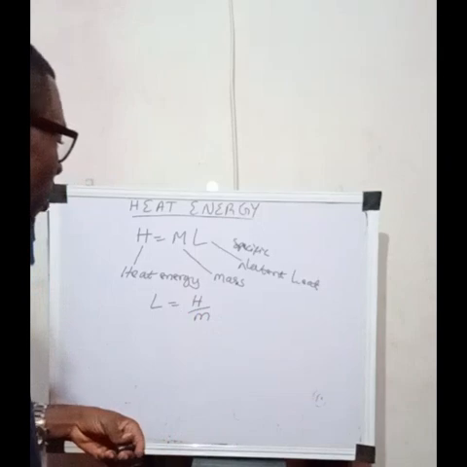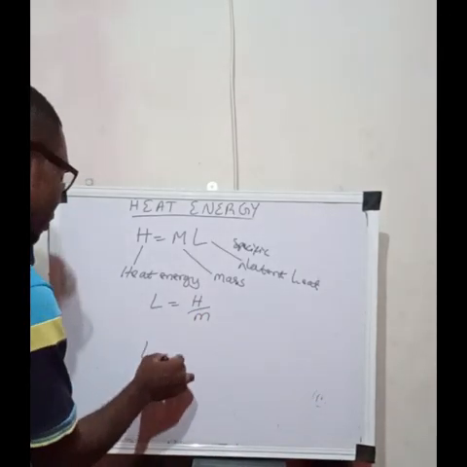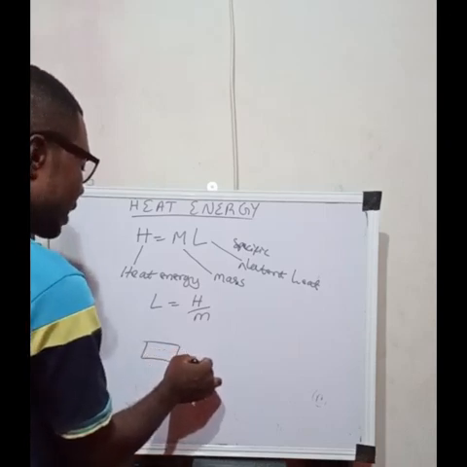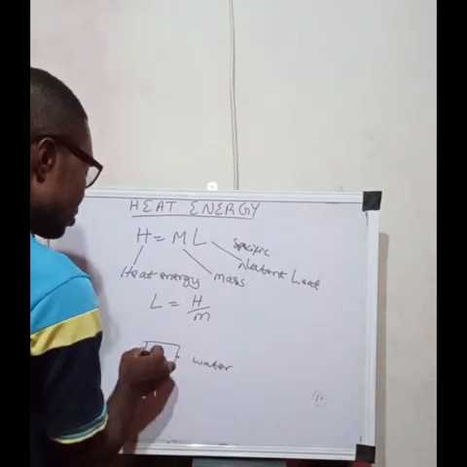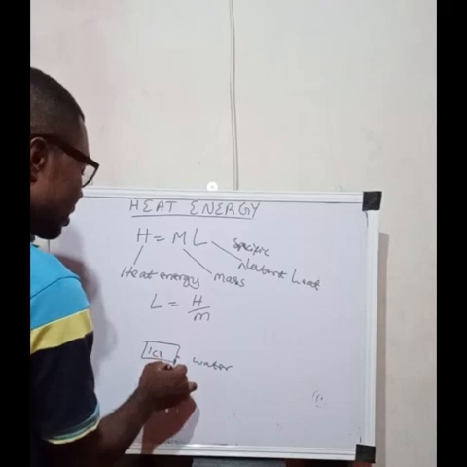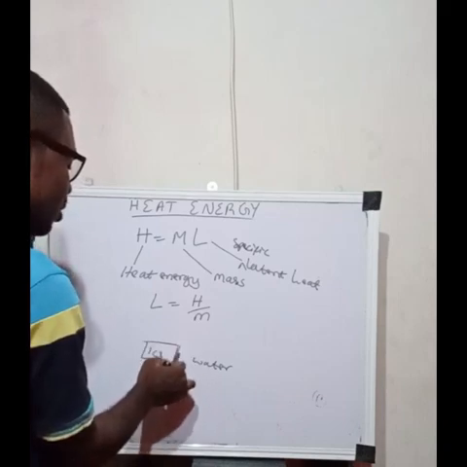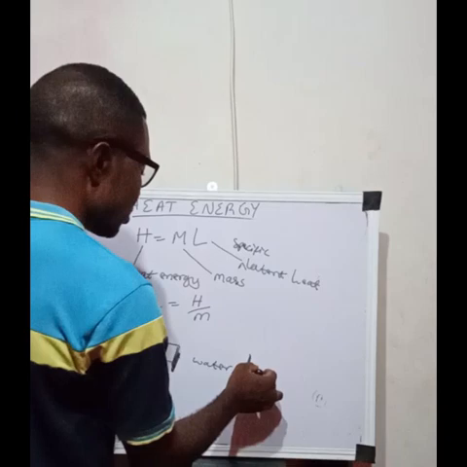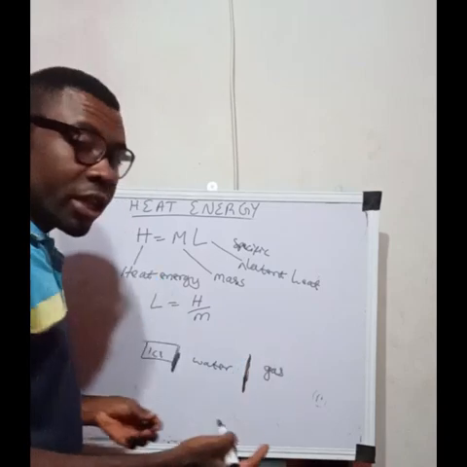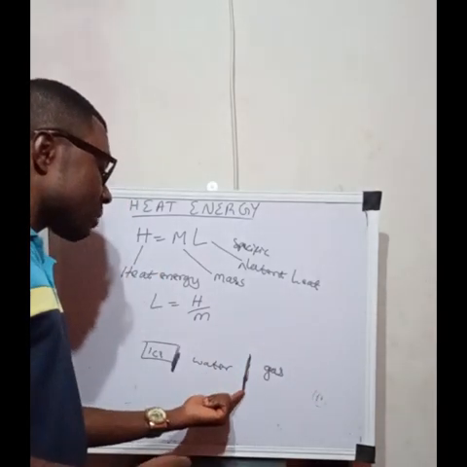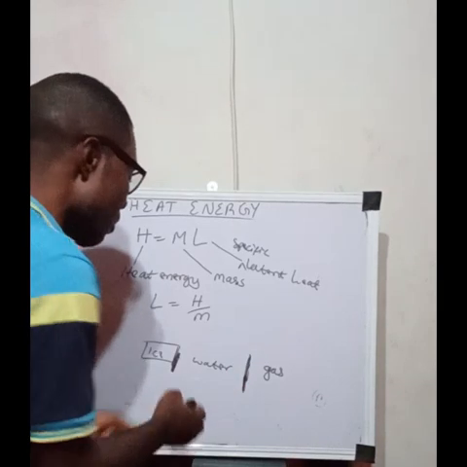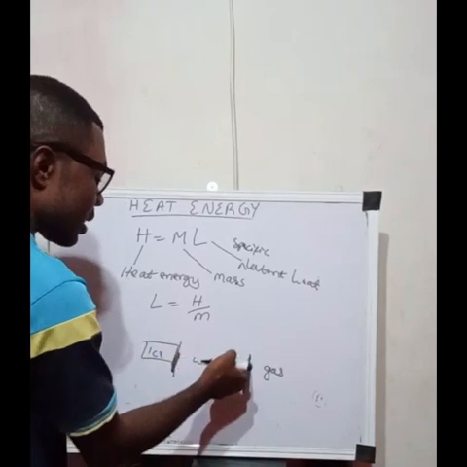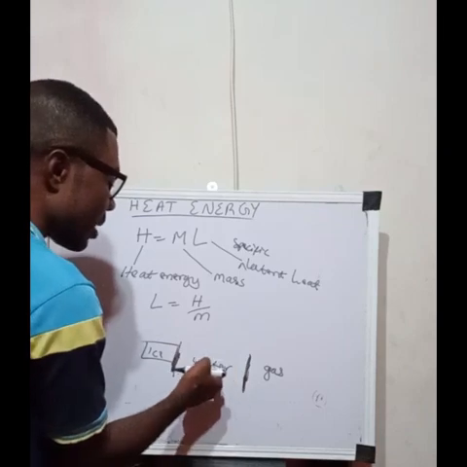So what that means is that if you have a solid, for instance ice, at the point where ice is melting to water, the heat energy gained by that ice to make it melt to water is latent heat. At the point where water is vaporizing, turning to gas, the heat gained by that water at that point is latent heat. But what's the difference between the latent heat when a body is changing from solid to liquid and the latent heat gained by a body as it changes from liquid to gas?